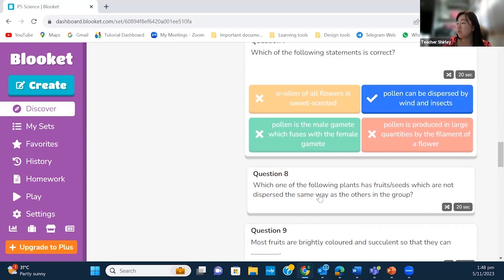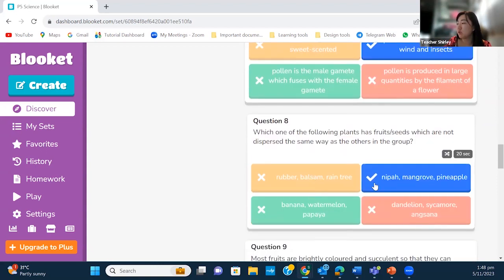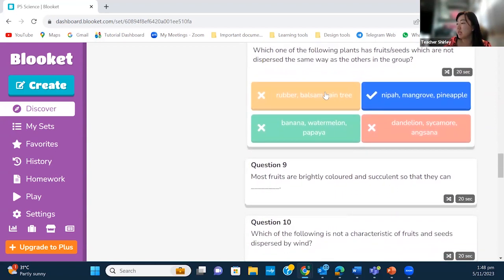Which of the following plants has fruits and seeds which are not dispersed the same way as the others in the group? So we have your nipa, mangrove, and pineapple, right? The rest, like rubber, balsam, and rain tree, they are dispersed by splitting action. Dandelion, sycamore, and angsana, they are dispersed by wind. Banana, watermelon, and papaya, they are usually dispersed by animals.